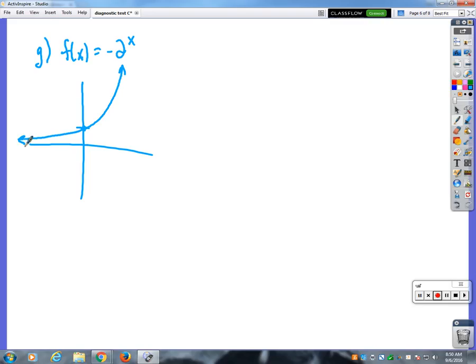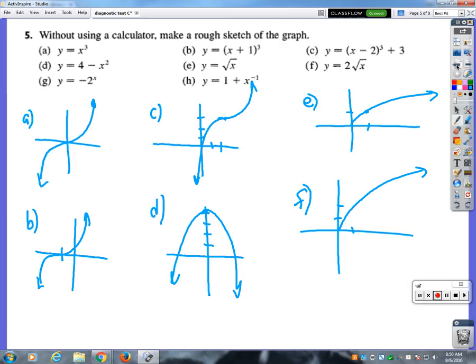But this is negative 2 to the x, and so it's going to flip it upside down and actually look like that. So this is 2 to the x, this is negative 2 to the x. And the point it crosses the y-axis is 1, or negative 1 if you're doing the flipped one.